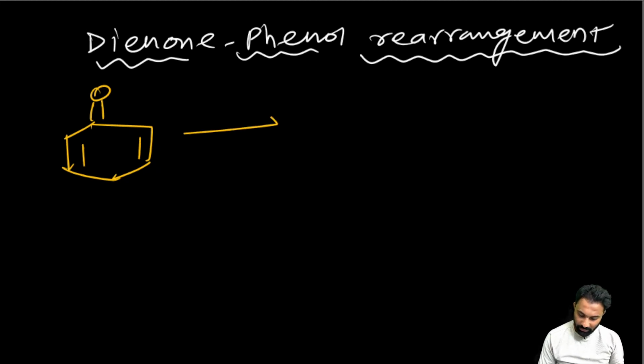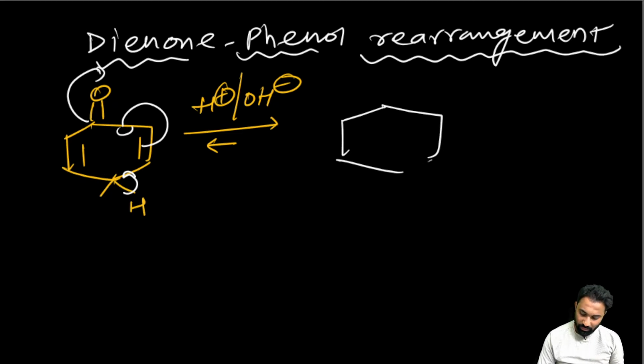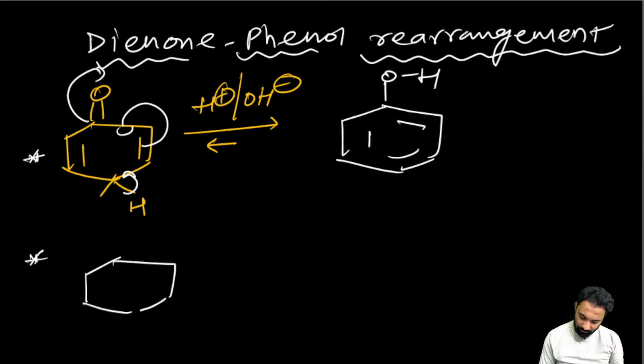Now dienone in the presence of H plus or OH minus, what will it do? Here we have one acidic hydrogen. This acidic hydrogen will do the tautomerization, and this one will be delocalized in this manner to give the phenol. This is the product we'll get. Let's suppose they have given it in this manner.